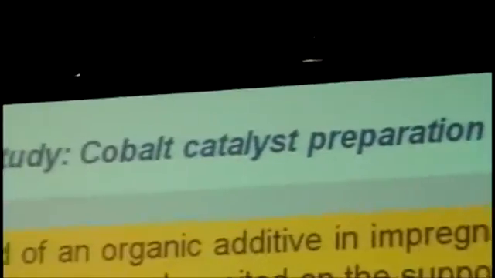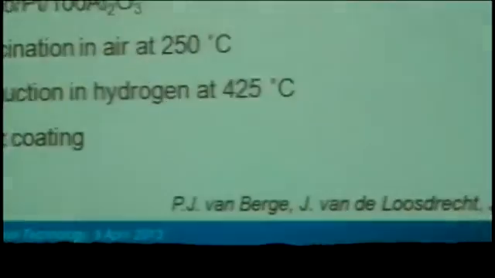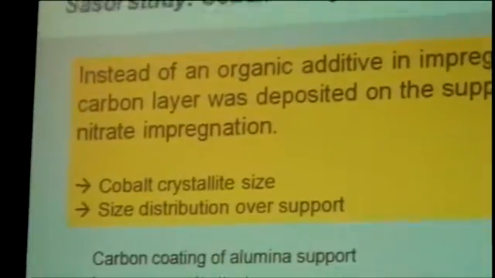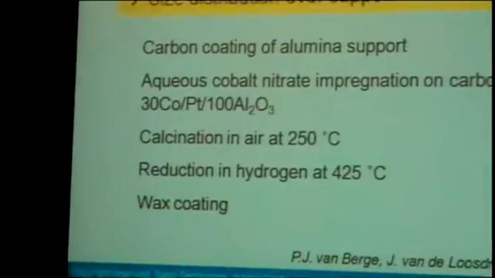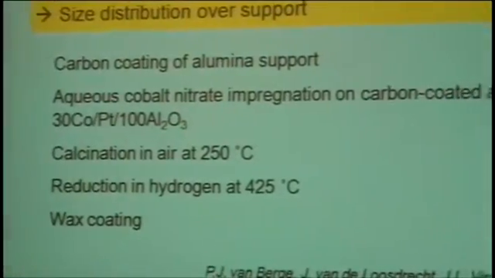Then what we have done at our laboratory is we used a slightly different but related approach. Instead of adding the organic additive during the impregnation, we deposited a certain amount of carbon on the alumina support prior to the cobalt nitrate impregnation and tried to study the effect on the crystallite size as well as on the distribution of the cobalt particles over the support.